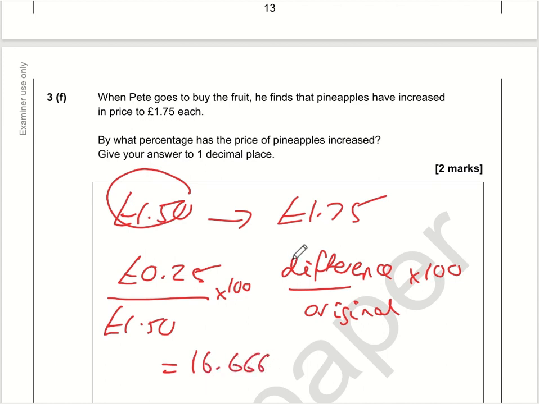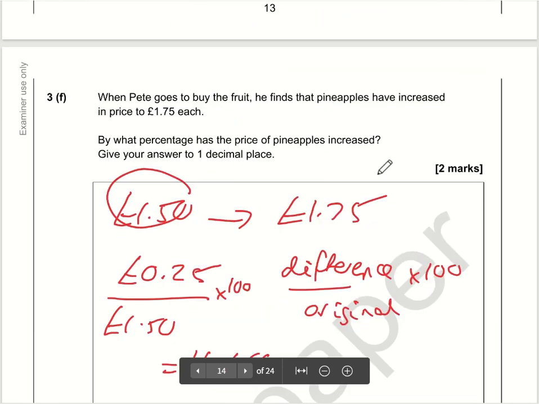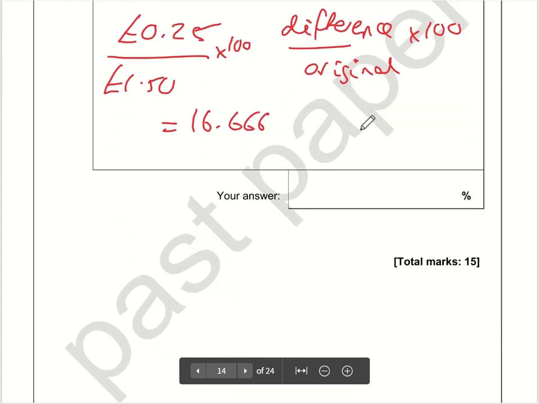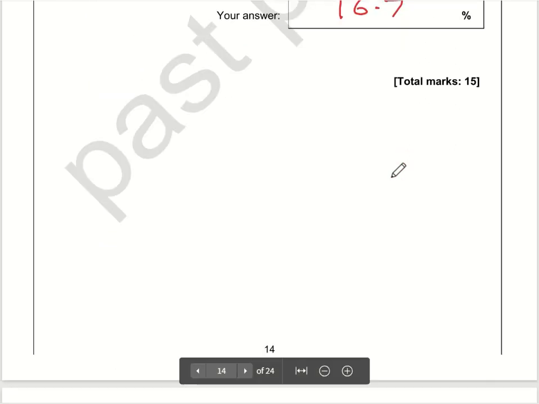So maybe we want to round that to the nearest whole number, or maybe one decimal place. I don't think the question says, does it? Oh no, it does say one decimal place. So therefore we're interested in the second decimal place, which is above 5. So the first decimal place will round up by 1, so it will be 16.7%.